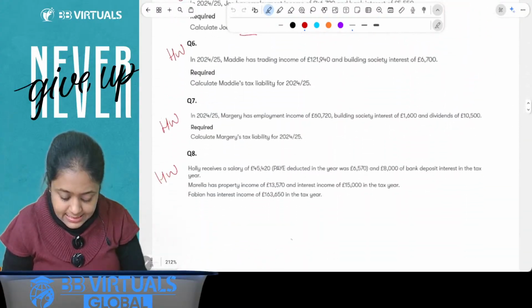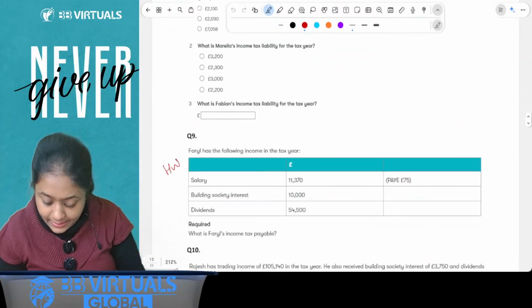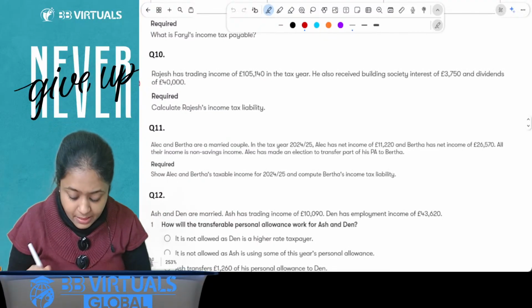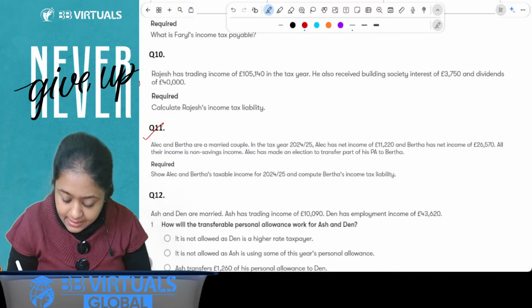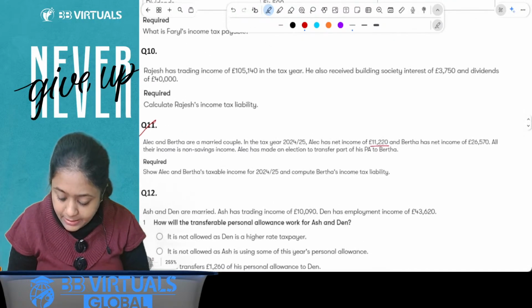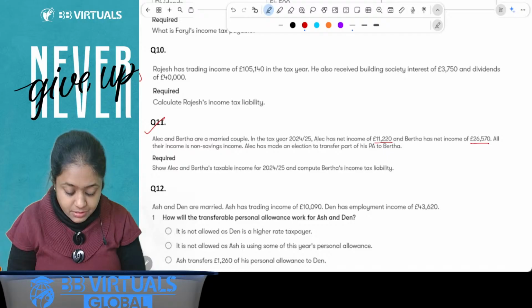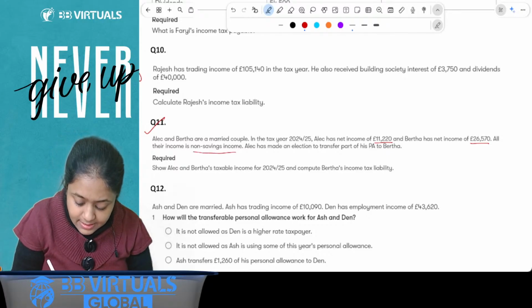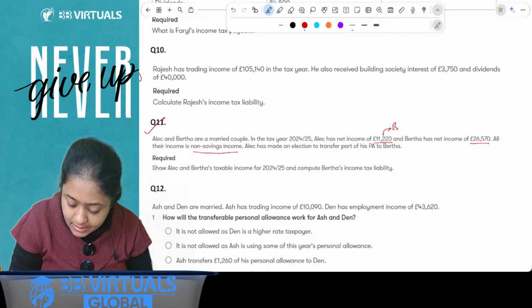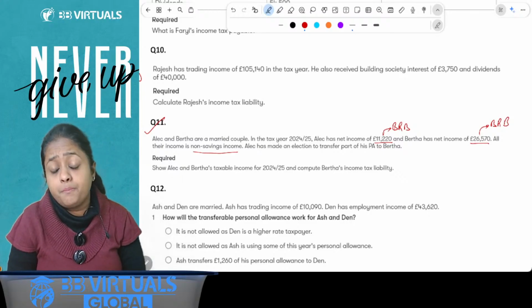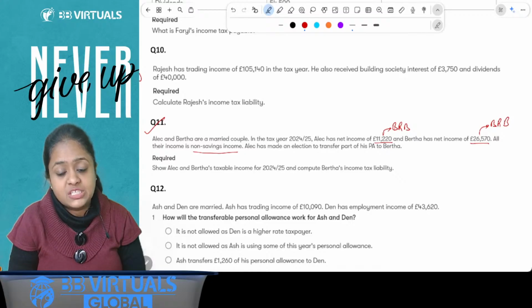So I am taking here example 11. Alec and Bertha are a married couple. In the tax year 24-25, Alec has net income of 11,220 and Bertha has a net income of 26,570. All their income is non-savings income, and you can see that he is in the basic rate band and Bertha is also in the basic rate band. But since Alec's net income is lower than the PA limit, it's better that Alec transfers to Bertha.